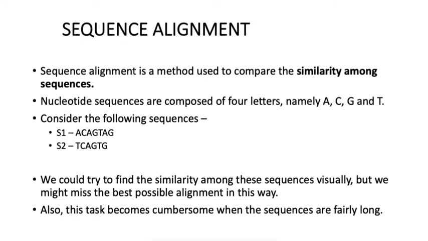So we were talking about sequence alignment, how it is relevant, and how we could do it in Python. Let's consider these two sequences. What we could do to find the similarity among them is try to find it visually by placing them one over the other, but we might miss the best possible alignment this way. Also this would become cumbersome and humanly impossible when the sequences are fairly long.